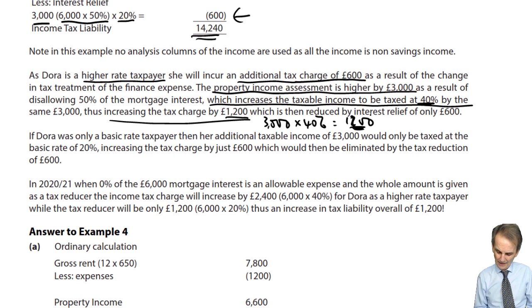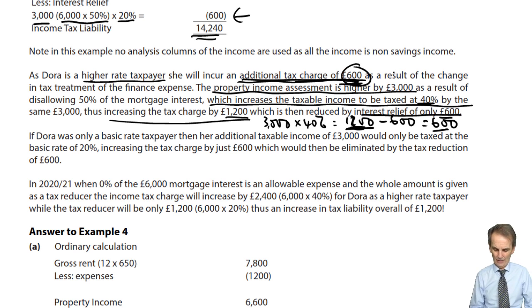Initially, we show a tax increase of £1,200. What we've got then is interest relief of only £600. So the tax has gone up by £1,200. It is then reduced by the interest relief of £600, which equals a net increase and additional tax charge of £600. That's where that figure comes from.